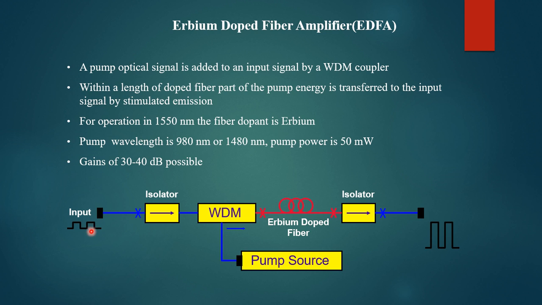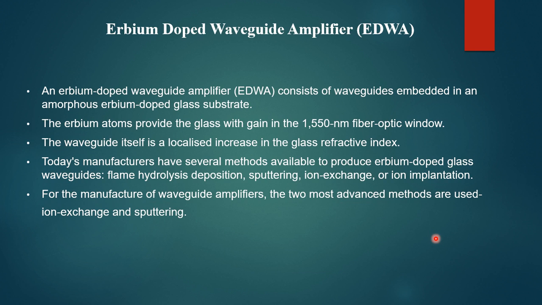This is the basic block diagram of the erbium doped amplifier. There is an input signal, there is an isolator, and this is a pump source. This is the erbium doped fiber, and this is again an isolator, and we get the amplified optical output.